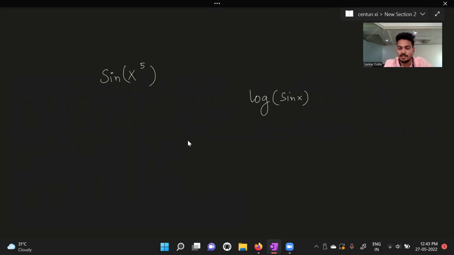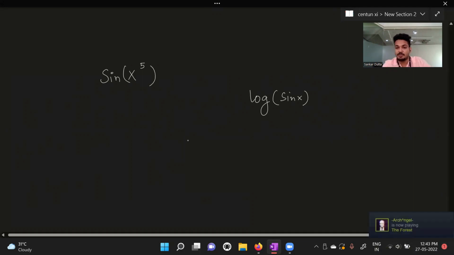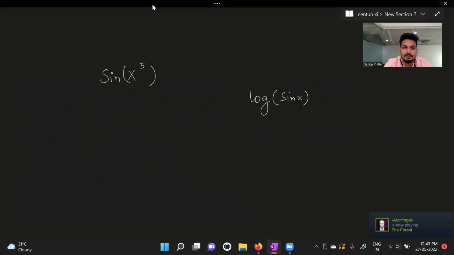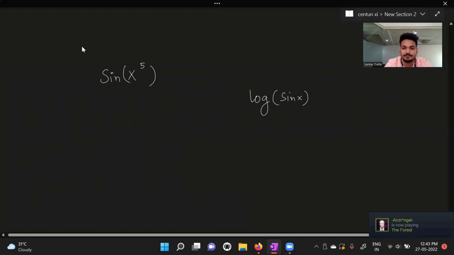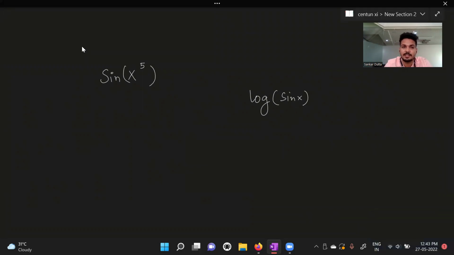The chain rule. Okay, I'll just teach you how to apply the chain rule. It's very, very simple. Let me show you how. So what you have to do is, initially, identify the outer function. What is the outer function in this case? The outer function is sine. How do I know this?